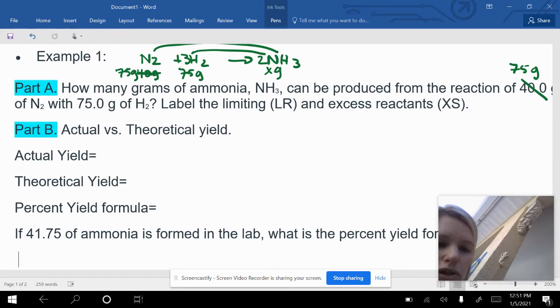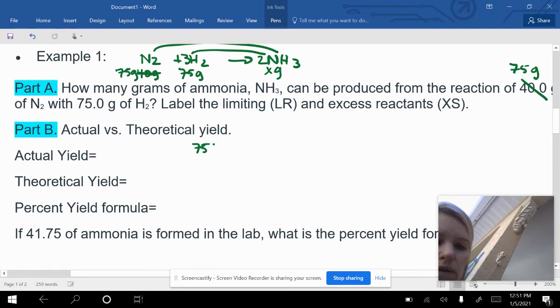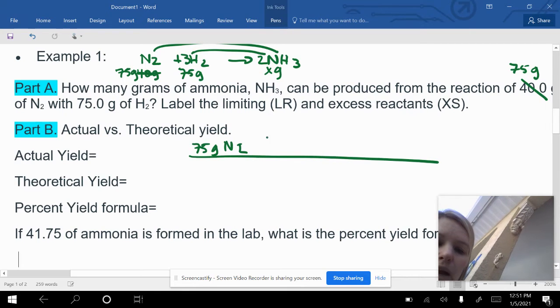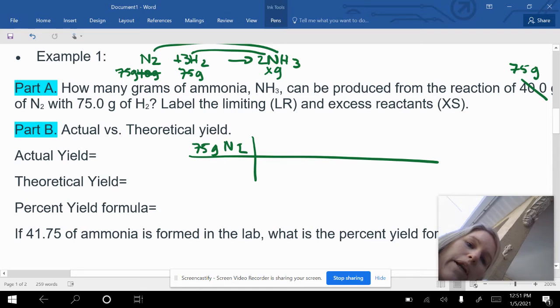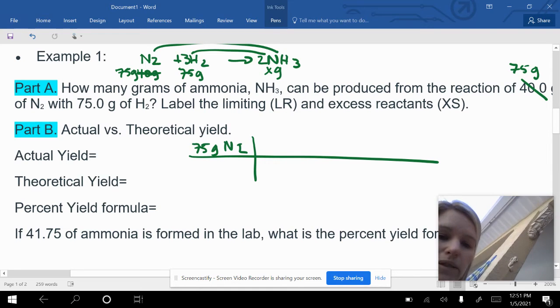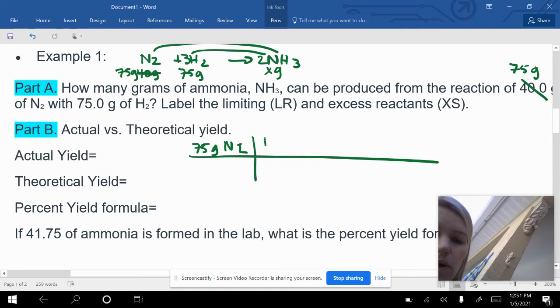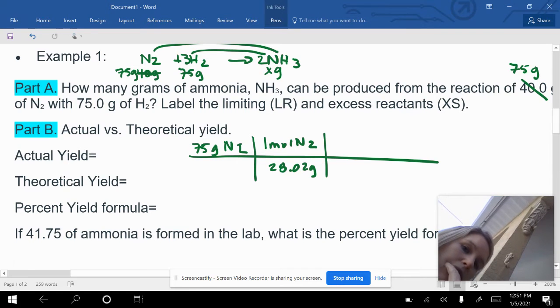So we're going to start off with our 75 grams of N2, and we're going to do some dimensional analysis here. We never like to work in grams. What do we need to convert to? For you guys that said moles, good job. So we know that 1 mole of N2, if we look on the periodic table, is 28.02 grams. And I'm going to try to be consistent and use 2 decimal places for everything here. So just as a heads up.